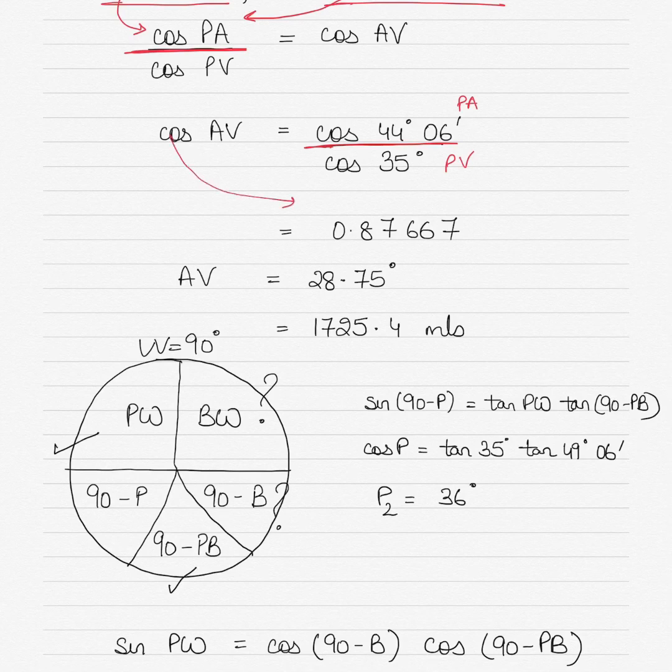Then of course cos inverse of this value here will give you the AV, which is 28.75 degrees. Now because AV is distance, I will convert it into miles by multiplying by 60. 1 degree equals 60 miles, so I will convert 28.75 degrees into miles by multiplying it with 60, and I get 1725.4 miles.